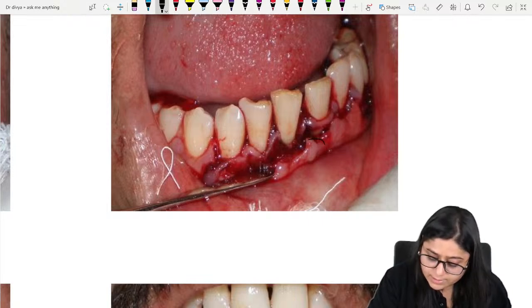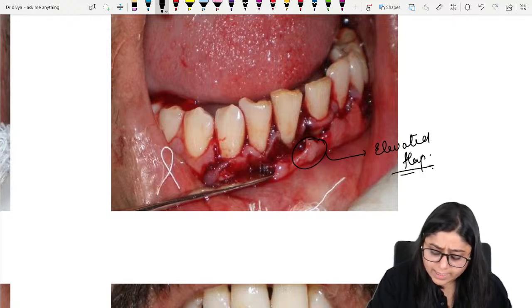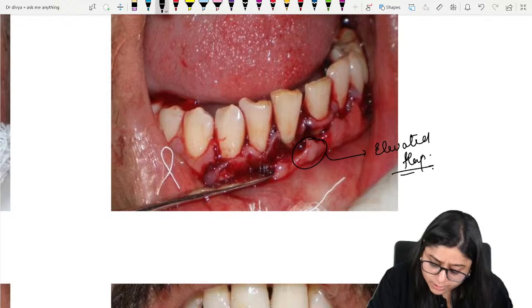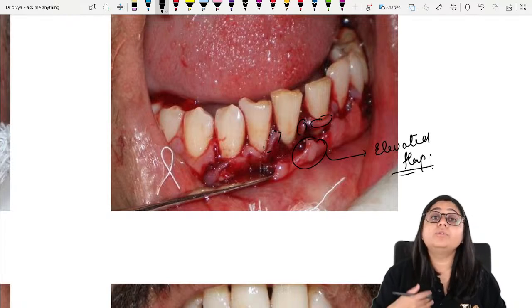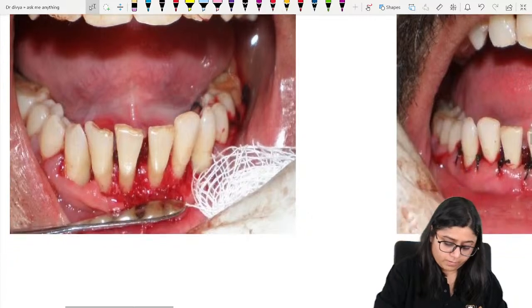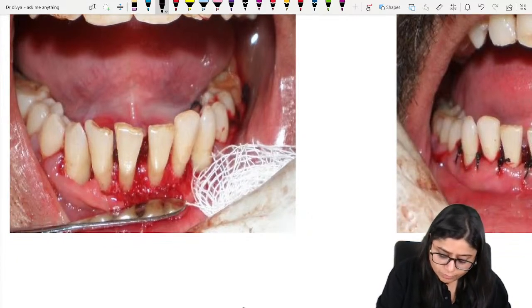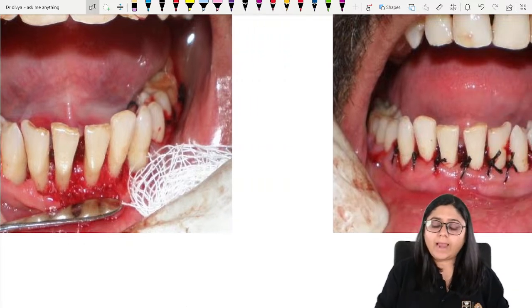This flap, you can see, is the elevated flap, right? And here you can see what is this? This is the inflamed pocket lining which we need to remove. Here you can see the pocket lining is removed. Now we can visualize the bone, the tooth, and we can clean it properly and then suture the flap back.